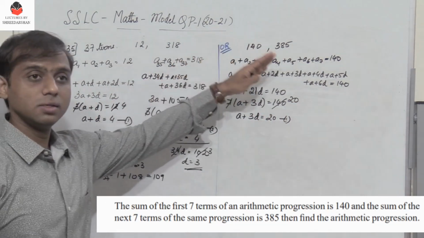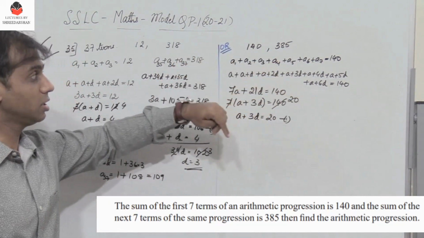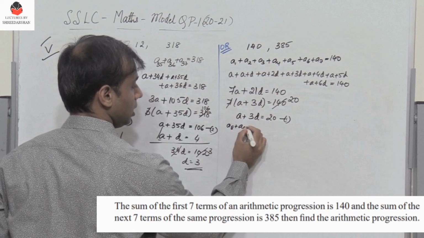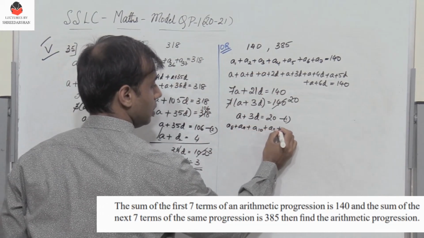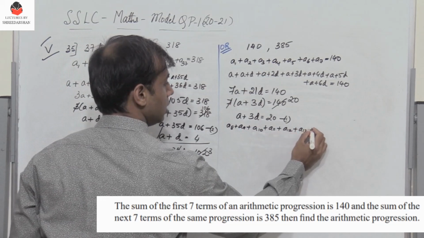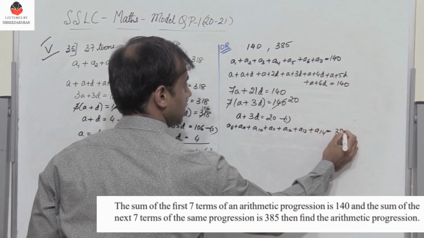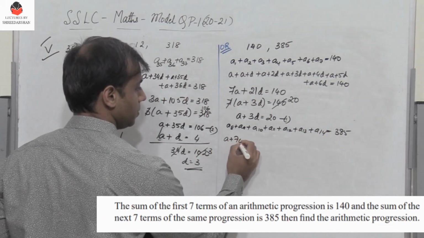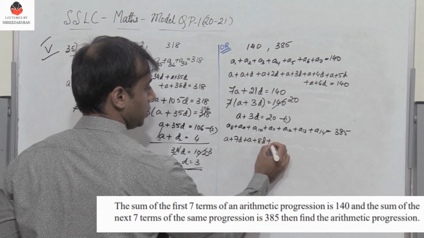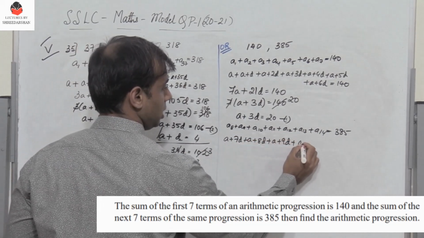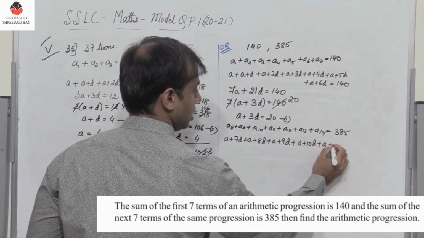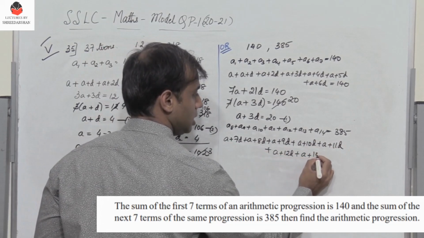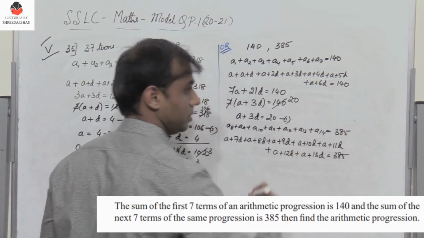So similarly the next 7 terms, the sum of the next 7 terms is 385, which means a8, a9, a10, a11, a12, a13 plus a14 is equal to 385. So similarly, let me write what is a8: a plus 7d plus a plus 8d plus a plus 9d plus a plus 10d plus a plus 11d plus a plus 12d plus a plus 13d is equal to 385.